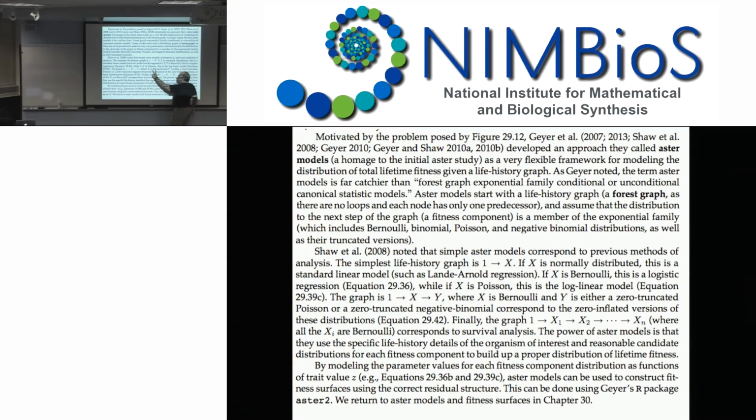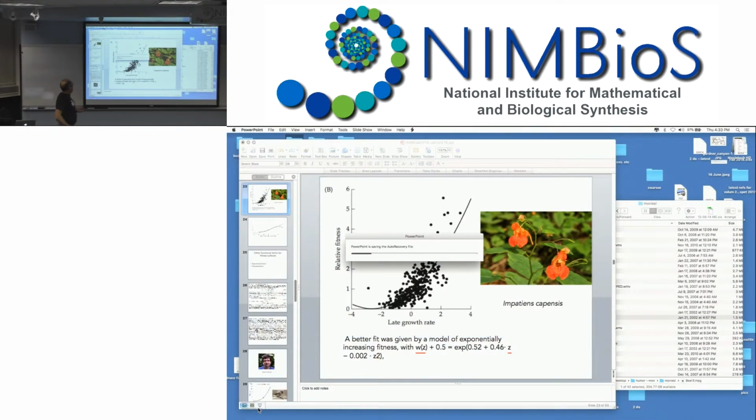If my graph is individual goes to X, goes to Y, where X is Bernoulli, and Y is either 0 truncated Poisson or negative binomial, this corresponds to 0 inflated versions, because basically to get here, you've got to have at least one, and this is given you have at least one. A graph like this would be survival analysis. So the point is, these Aster models are very, very flexible and allow for very different types of distributions on them.